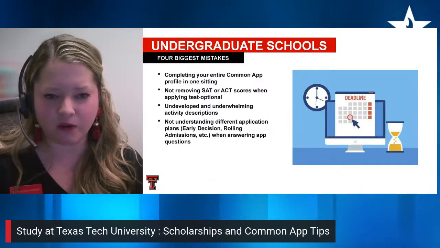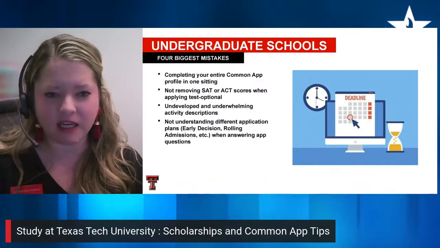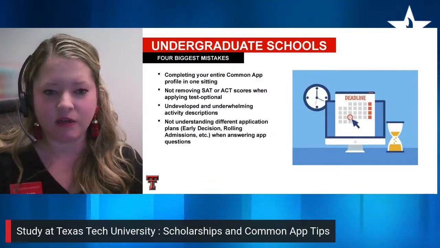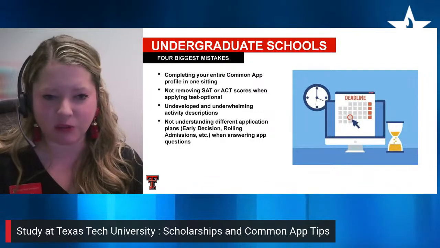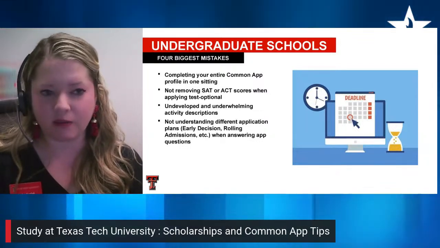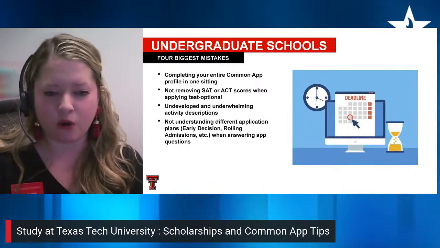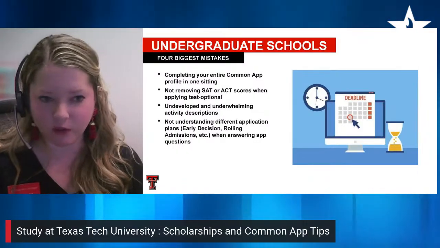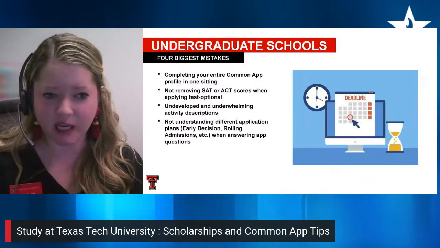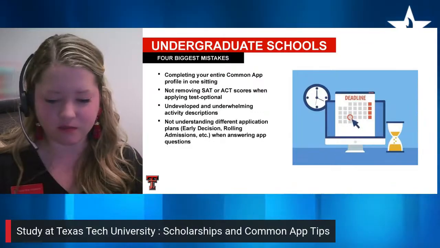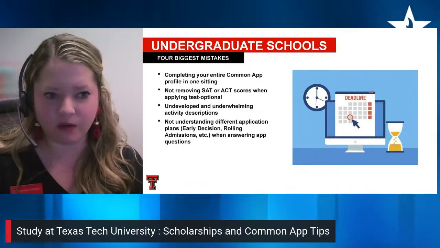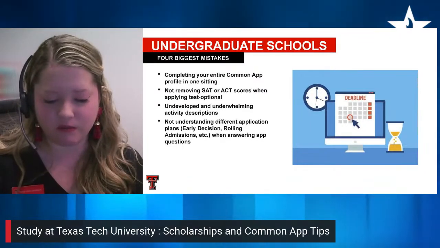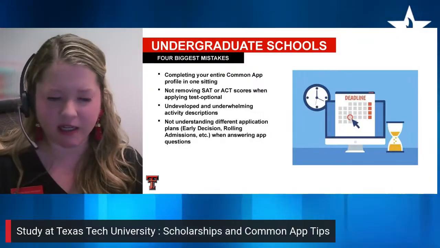And then the fourth biggest mistake is not understanding the difference between different application plans and processes. So that would be like early decision or rolling admissions when you're answering application questions. If you have a question about rolling admissions, that means we take applications year round. And while we do have priority deadlines, you still could apply at any time.